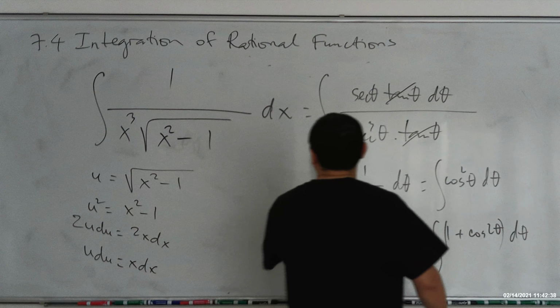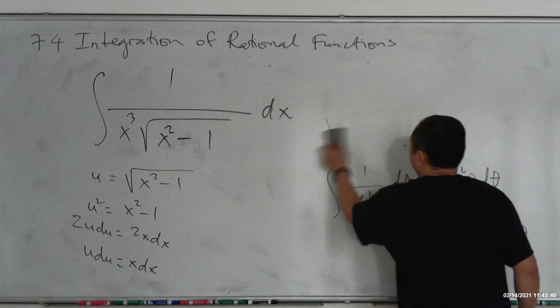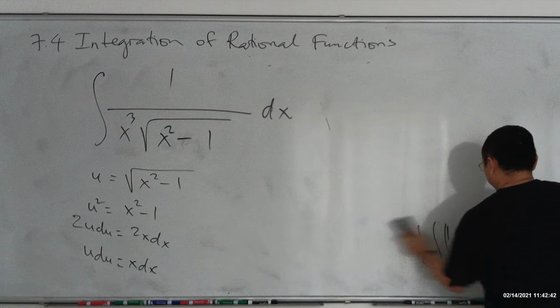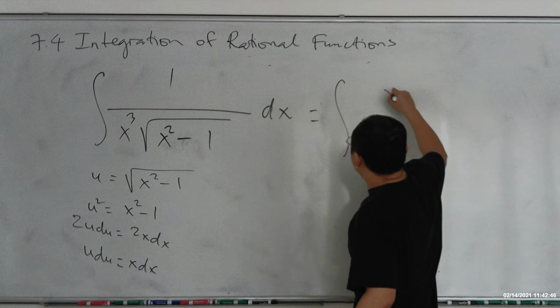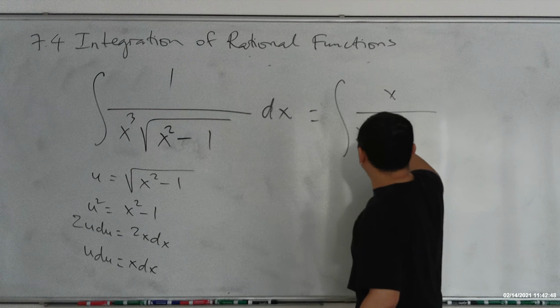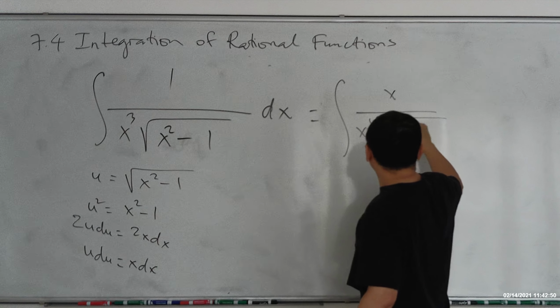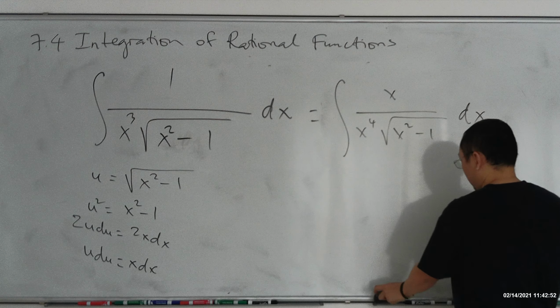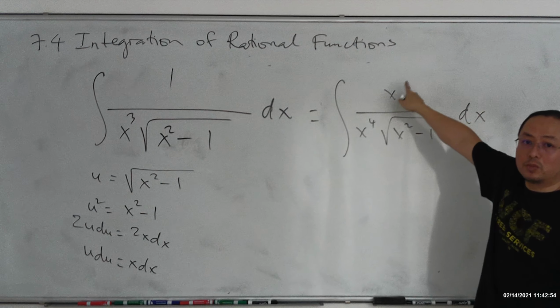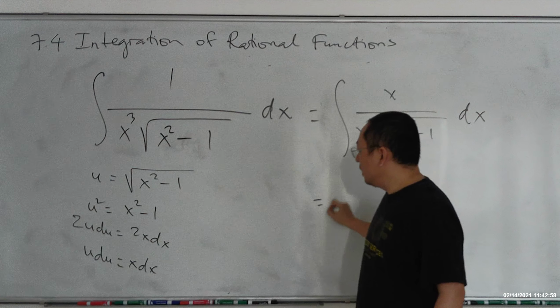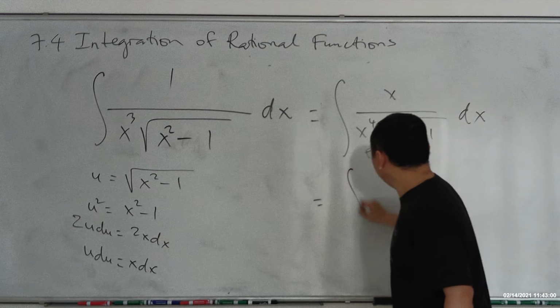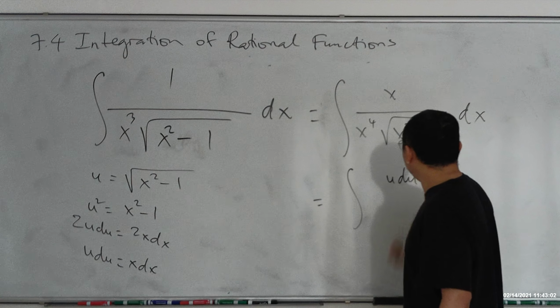Okay, so how do I modify my fraction? So I got x dx. I got 1 right here, right? So I can rewrite it: x over x to the 4th square root of x squared minus 1 dx. You guys see what I've done? I multiplied the top and the bottom by x, so I got x dx. Okay, so my x dx is just u du. I got u du on top.